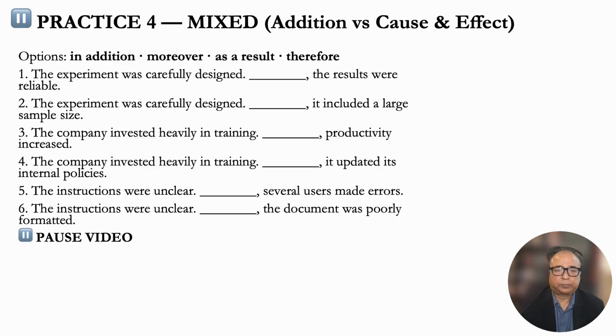Right? Okay. Let's practice this quickly. It's addition and cause and effect together. They're all mixed up. You need to choose the right phrase: in addition, moreover, as a result, therefore. So let's do this exercise now. Pause the video. Whenever you see that pause button here, it says pause video. I'd like you to pause the video and do the exercise without seeing the answers. Okay? And then we will look at the answers together.